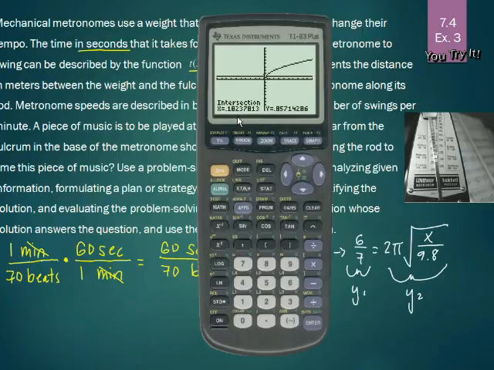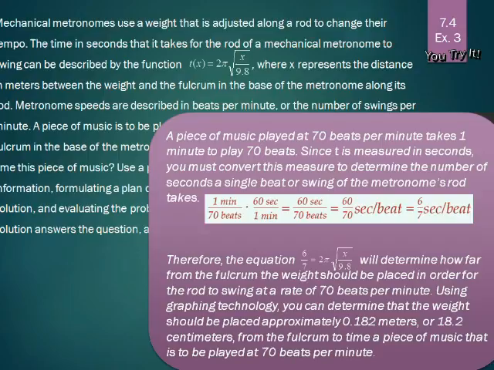So anyway, let's go ahead and summarize our answer. A piece of music played at 70 beats per minute takes 1 minute to play 70 beats. Since t is measured in seconds, you must convert this measure to determine the number of seconds a single beat or swing of the metronome's rod takes. 1 minute per 70 beats times 60 seconds per 1 minute equals 60 seconds per 70 beats equals 6/7 seconds per beat equals 6/7 second per beat.